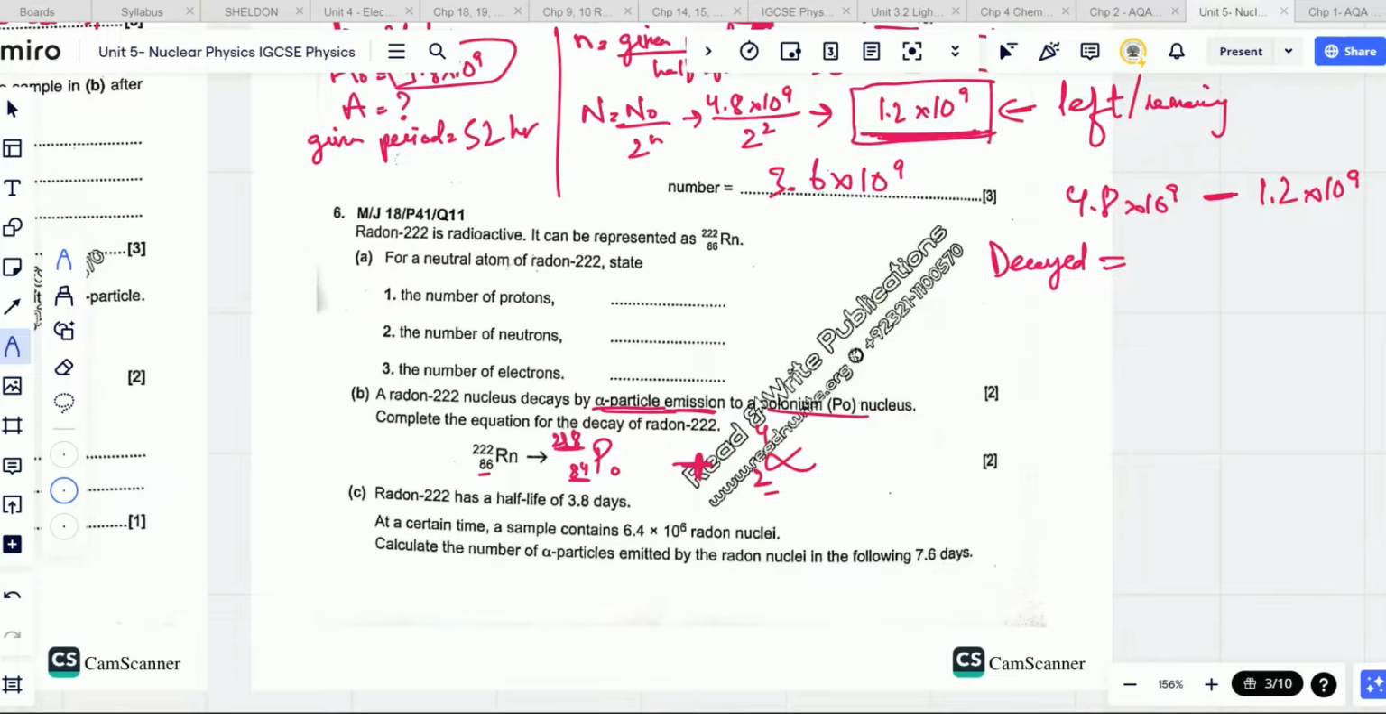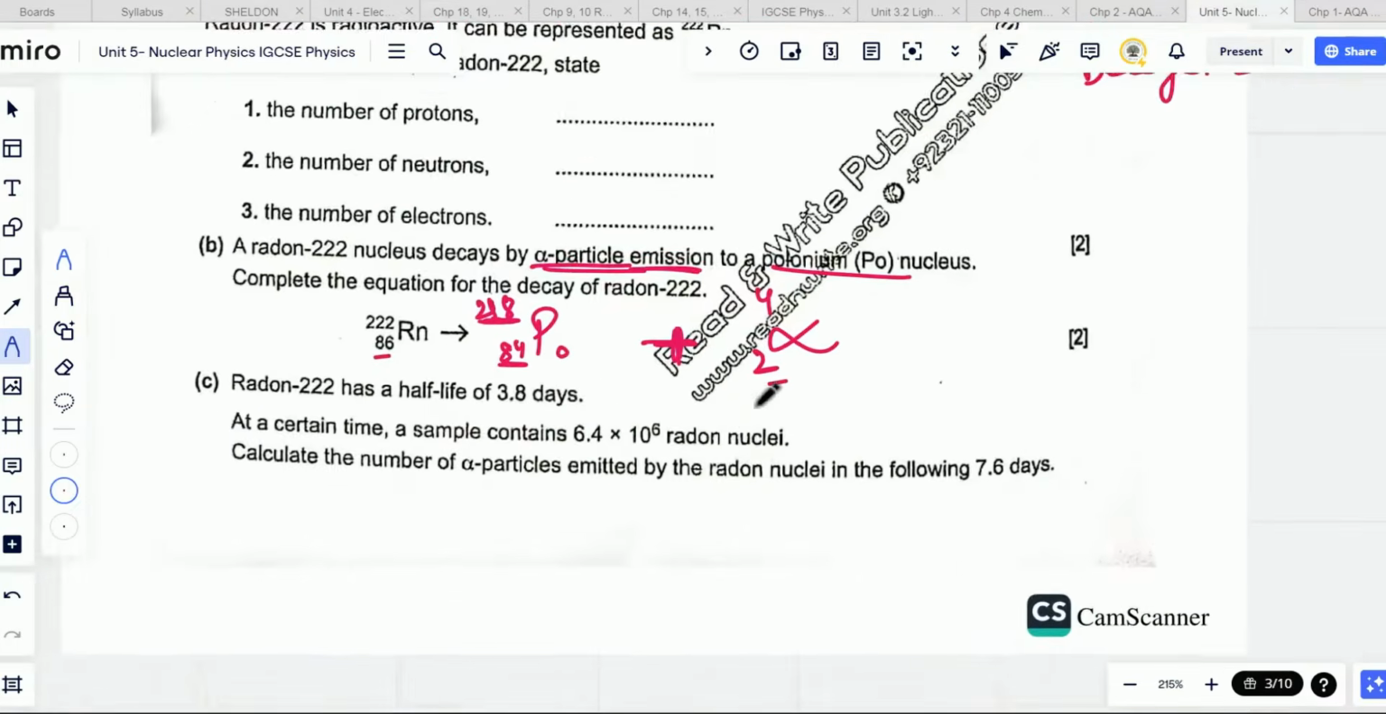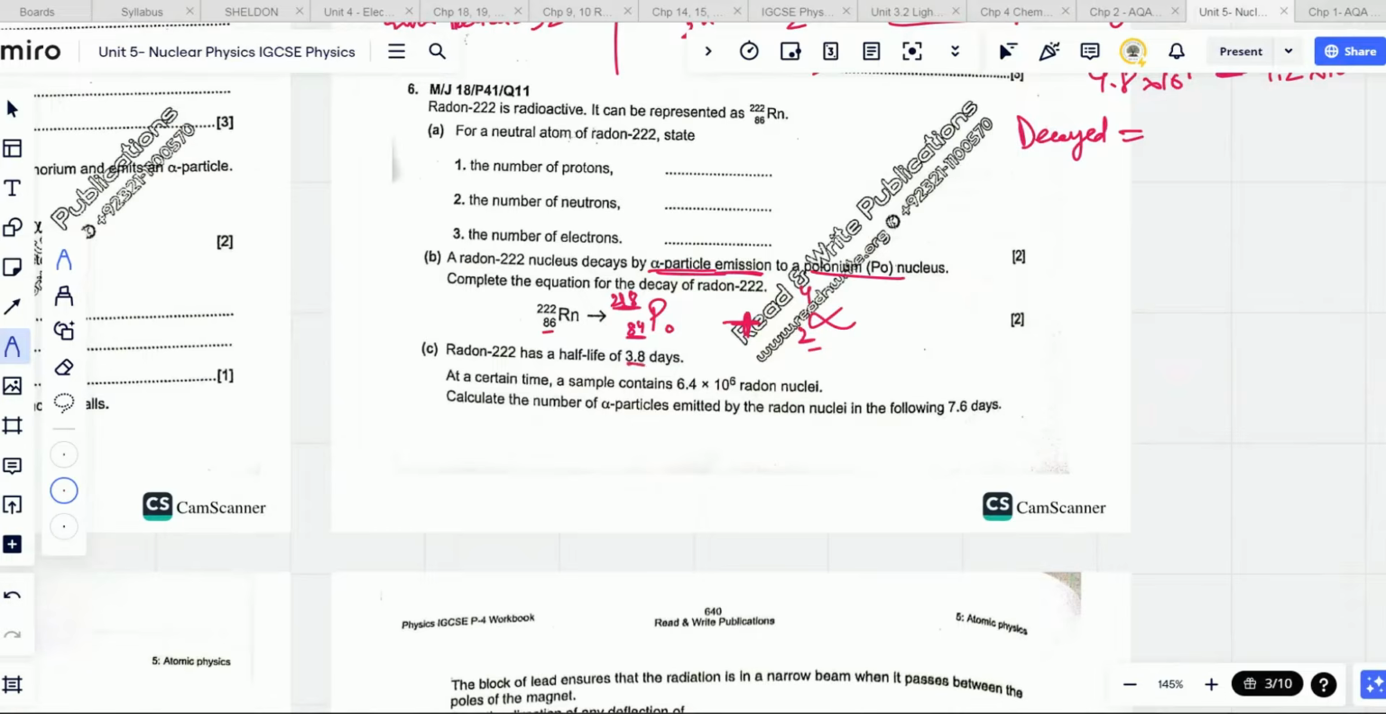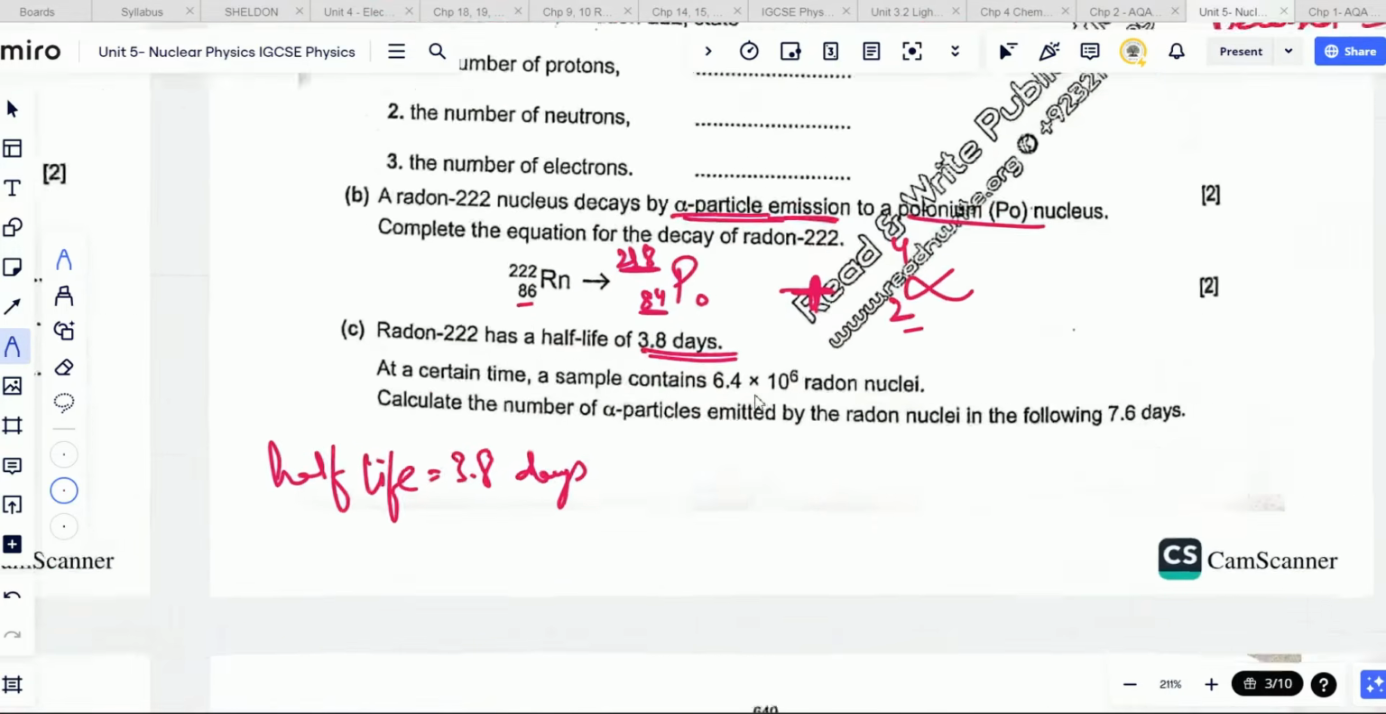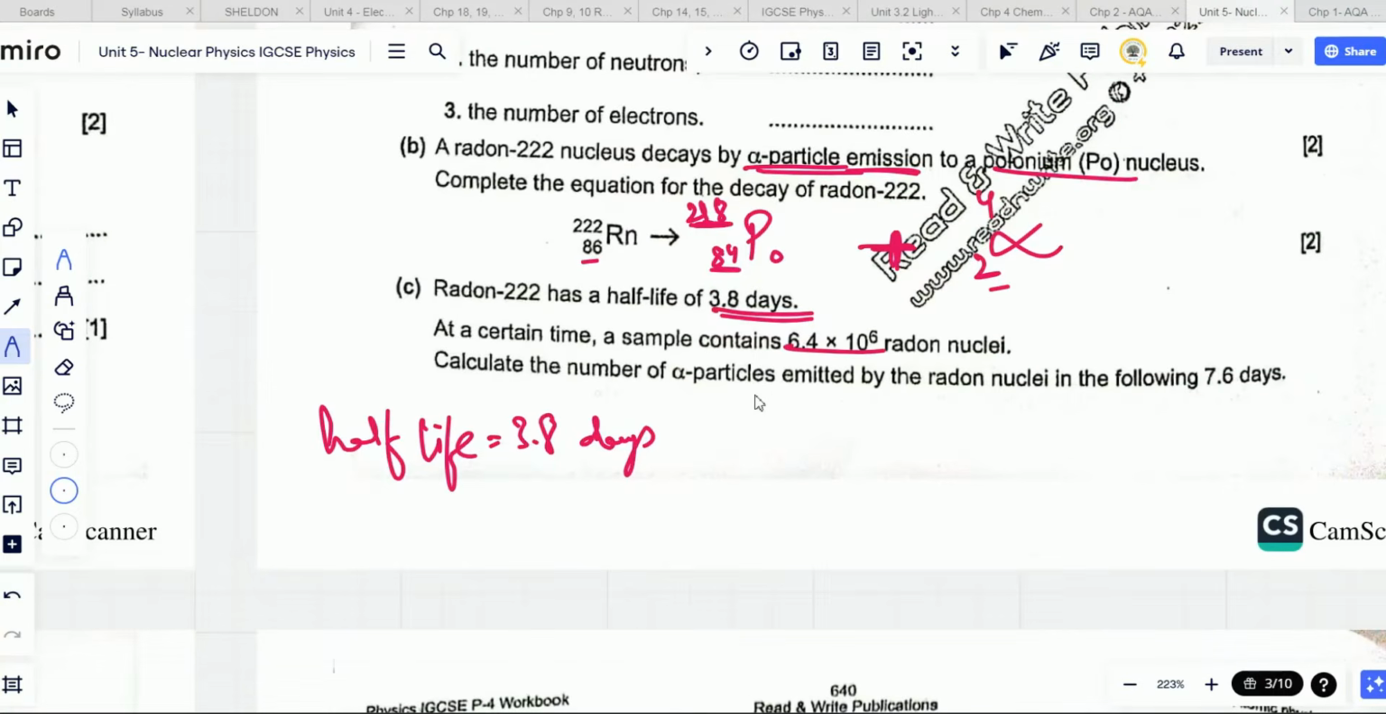Then what do we have next? Okay, another question related to this. Radon has a half-life of 3.8 days. So, we got the half-life. Half-life is 3.8 days. At a certain time, a sample contains 6.4 into 10 to the power 6 radon nuclei. They've given us the value over here. That is the initial value. The initial value is 6.4 into 10 to the power 6. Calculate the number of radon nuclei in the following 7.6 days.